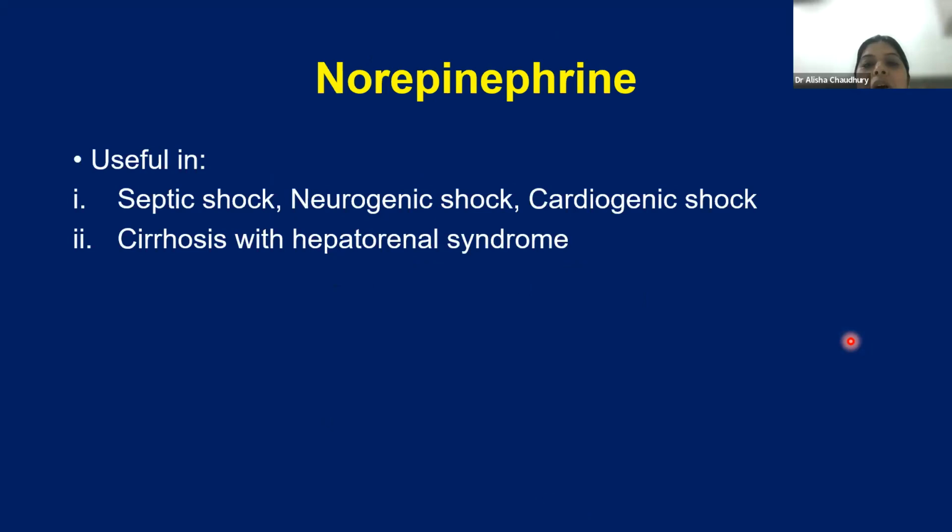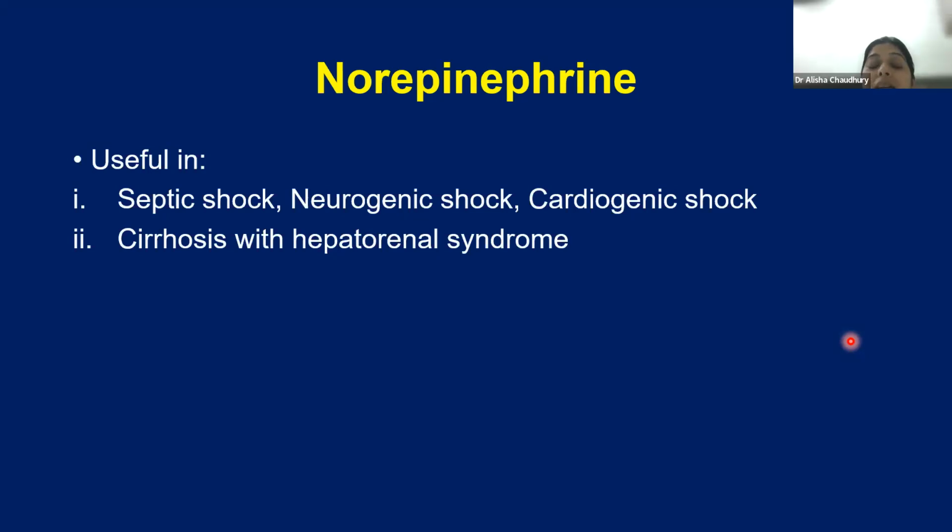So where do we use this noradrenaline drug? It is useful in septic shock, neurogenic shock, cardiogenic shock. I've just left out anaphylactic shock, which I'll be telling later. So in all these kinds of shocks, we use this. Even in hypovolemic shock, you use noradrenaline as the first choice of vasopressor, especially when hypotension is there. That is the most important point.